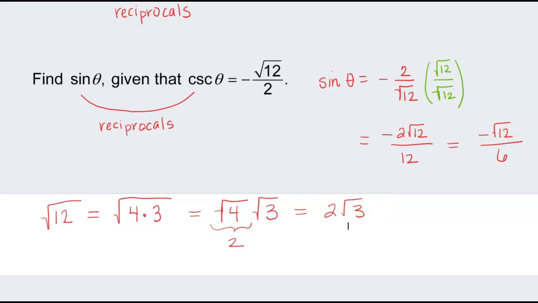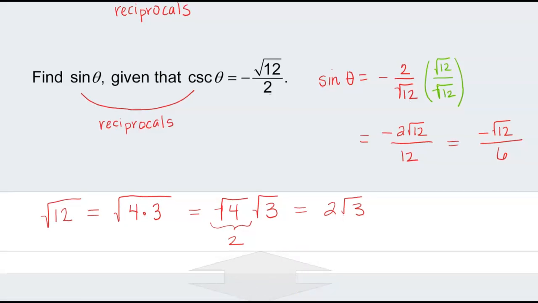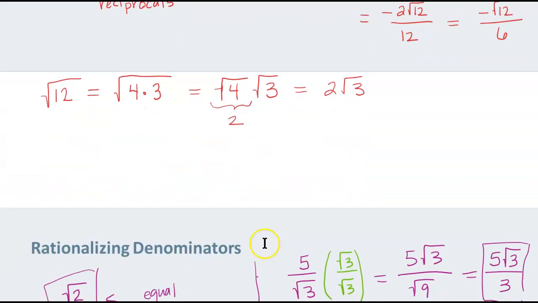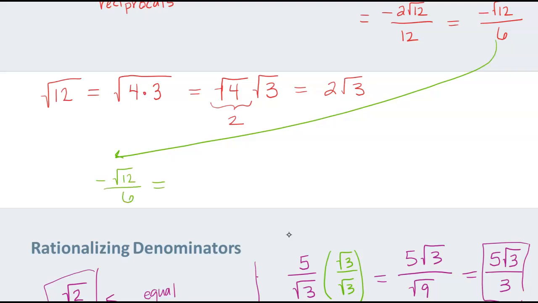So looking back at this example we were just doing, taking it a little bit further, negative square root 12 over 6 is the same as negative 2 times the square root of 3 over 6. Sorry, 6, jumped ahead there. And the 2 and the 6 will cancel, and so we'll have negative square root 3 over 3.